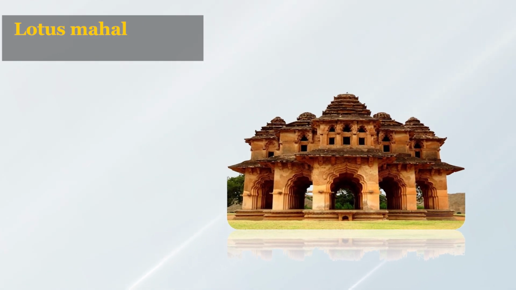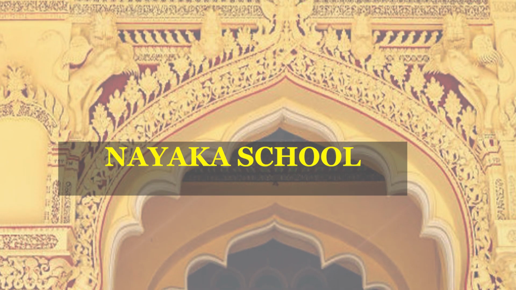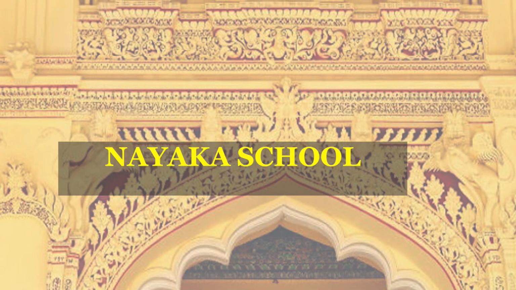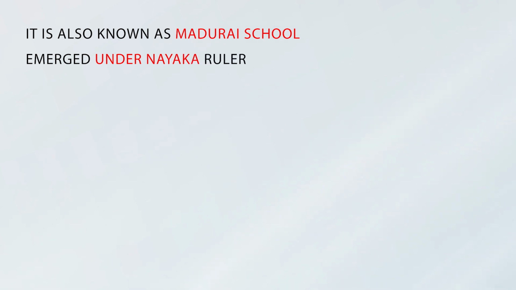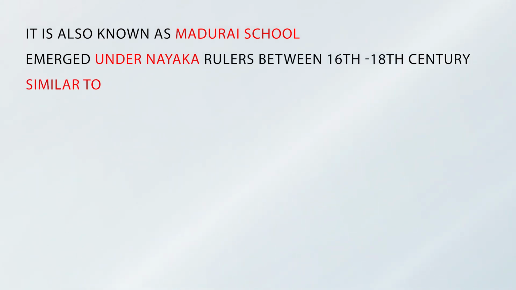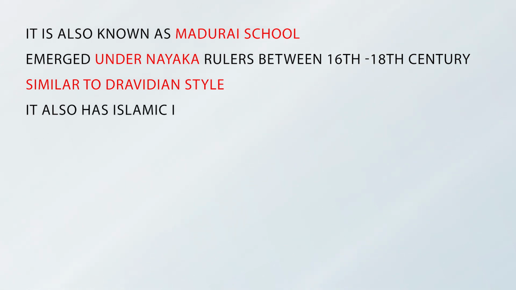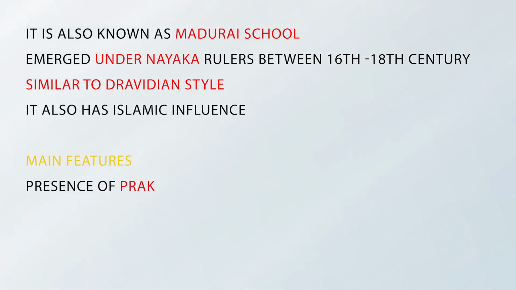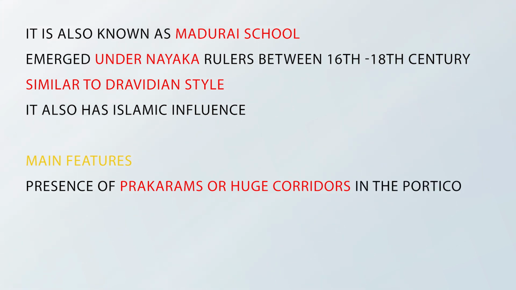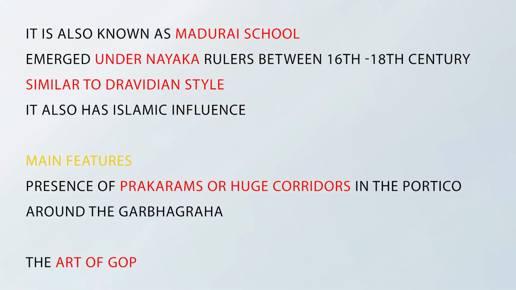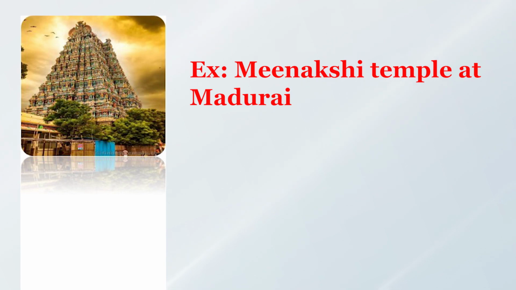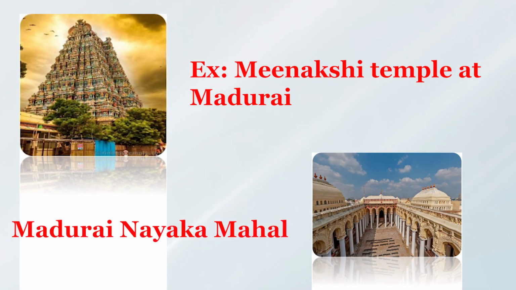On the continuation of Vijayanagara temple architecture, the Nayaka school of temple architecture emerged. Now, the Nayaka school, also known as the Madurai school, emerged under the Nayaka rulers between the 16th and 18th centuries. This architecture is similar to the Dravidian style. It also has Islamic influence. Now, the main feature of the Nayaka school: the first one is the presence of prakarams or huge corridors in the portico around the Garbhagriha. And the unique feature of the Nayaka school is that the art of Gopuram reached its climax. The main examples of the Nayaka school: the first one is the Meenakshi temple at Madurai. Second and important, the Madurai Nayaka Mahal.